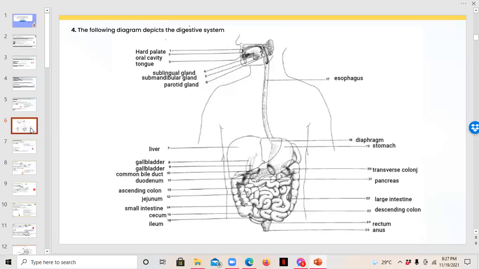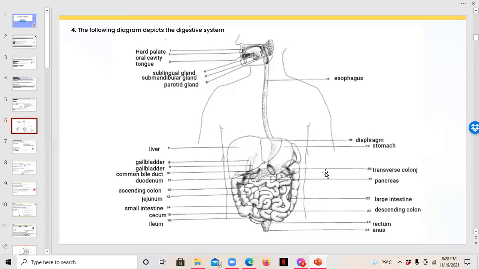Number 14, cecum is the most proximal part of the large intestine and is located between the ileum and the ascending colon. Number 15, ileum, the final and longest segment of the small intestine. Number 16, esophagus, is the muscular tube that carries food and liquids from your mouth to stomach. Number 17, diaphragm, is a thin skeletal muscle that sits at the base of the chest and separates the abdomen from the chest. Number 18, stomach, is a muscular organ located on the left side of the upper abdomen.